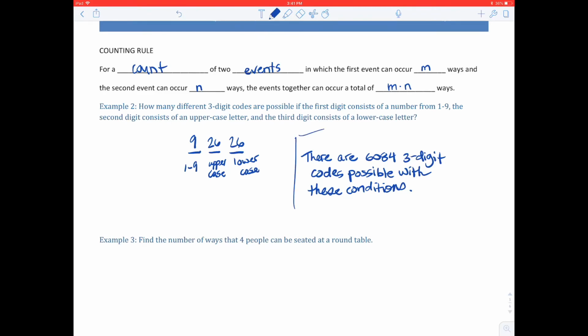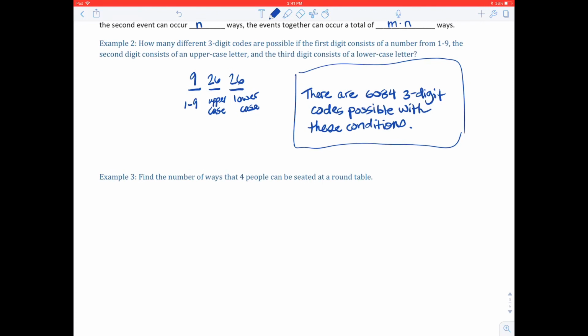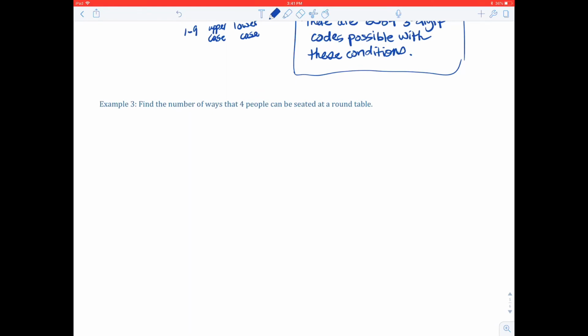Cool? All right. And then let's take a look at example 3. I'm giving you this problem on purpose because a lot of times they give this problem on the GRE, graduate record exam, in the quantitative part. So find the number of ways that 4 people can be seated at a round table.